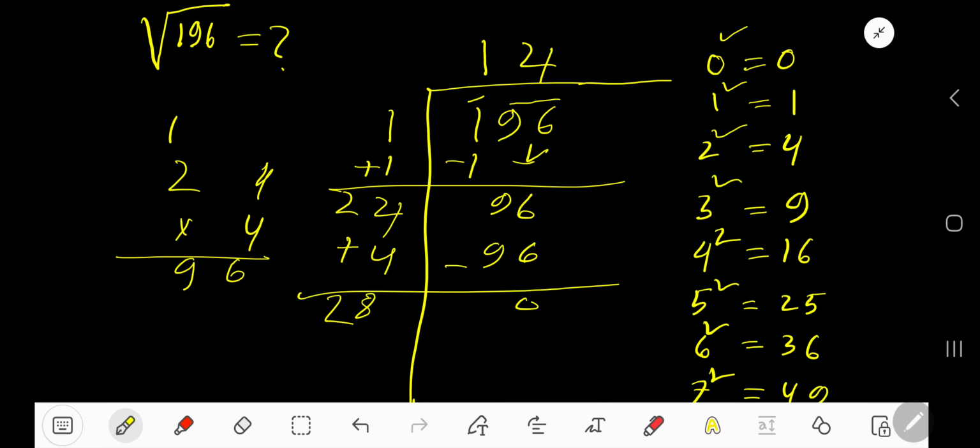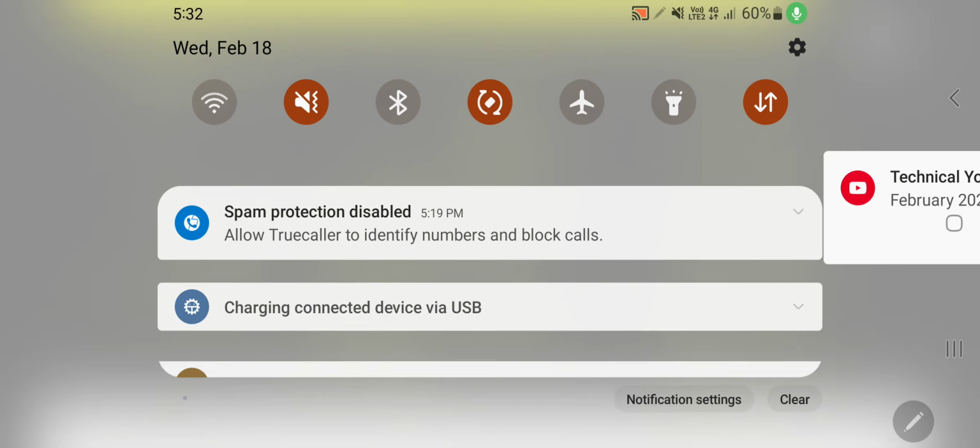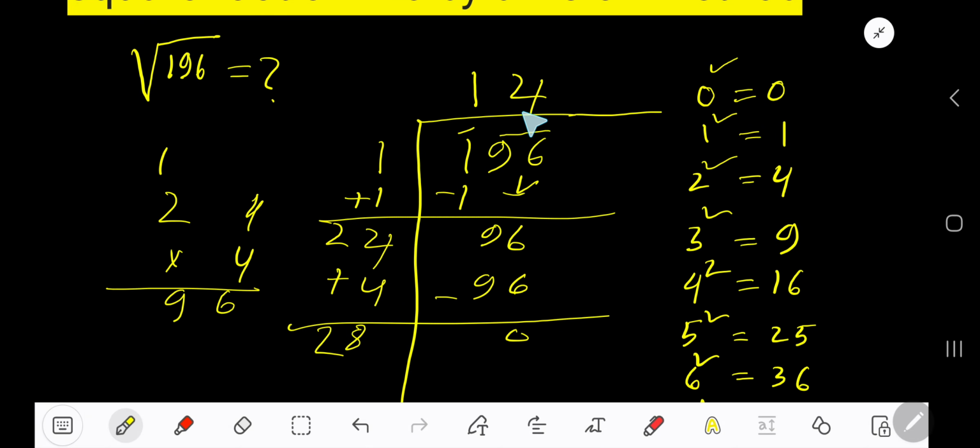Look, to check whether our square root 14 is correct or not, look here. The double of 14 is 28. So we can say that the square root of 196 is 14 and this is correct.